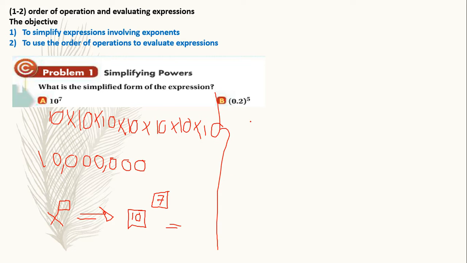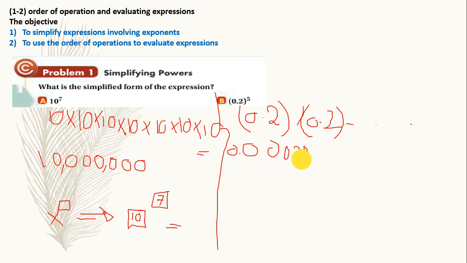Now, for this one, same thing, you will multiply 0.2 by itself 5 times, 0.2 to the power 5, and then you will get the answer 0.00032. So that's what you should get. So simplifying a power is very easy. You just need to repeat the base according to the given exponent. Now let's do more exercises.